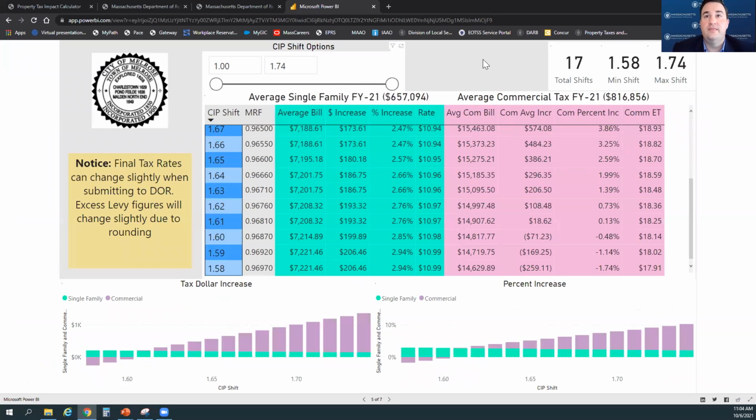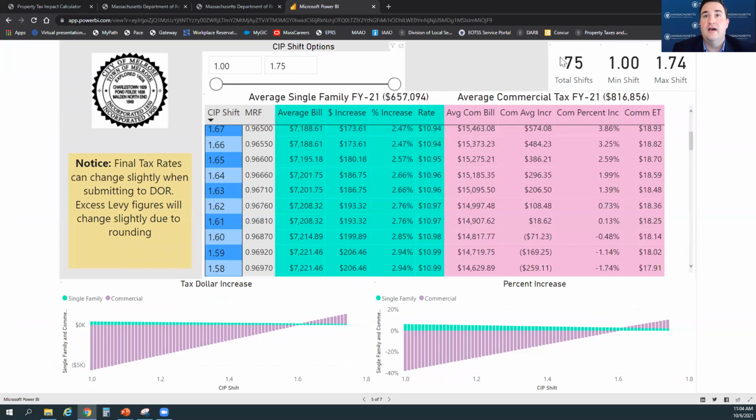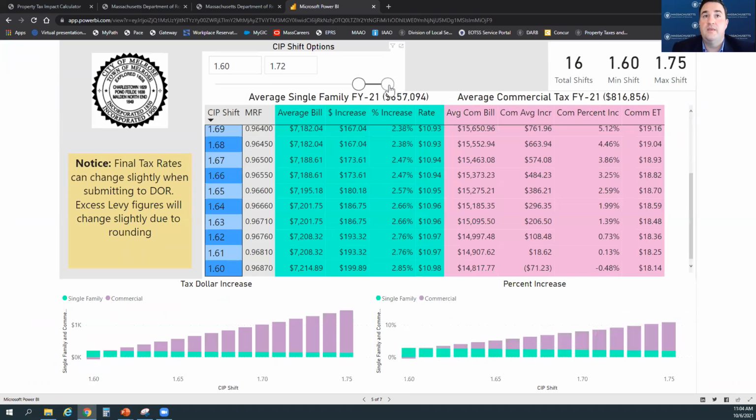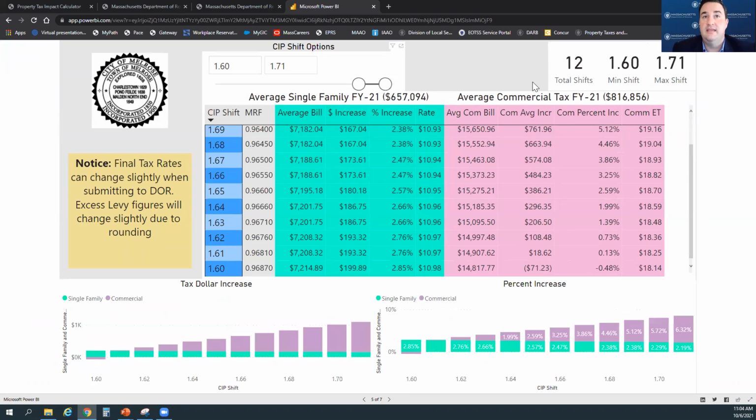So with this shift, if you went all the way out, you're talking 76 different shift scenarios. The minimum would be 1, the max would be 1.75. That's a lot to look at compared to, historically where they voted from here to here. So if you don't have the interactive tool and you're trying to maximize your PowerPoint presentation, you might want to limit the shift options for your visualization.